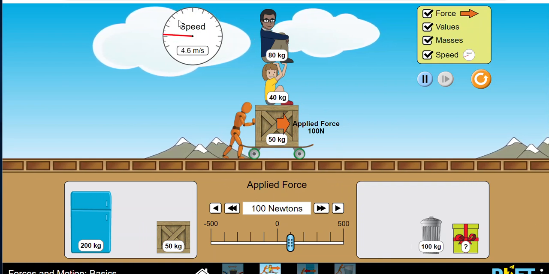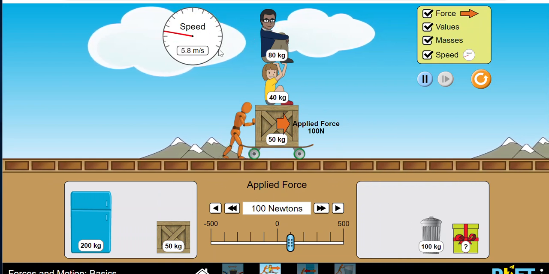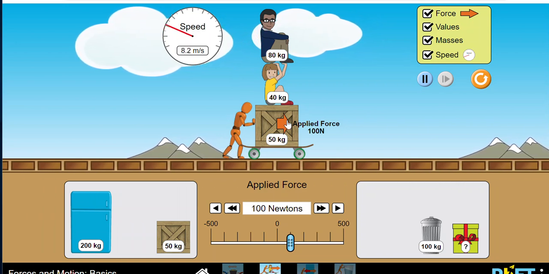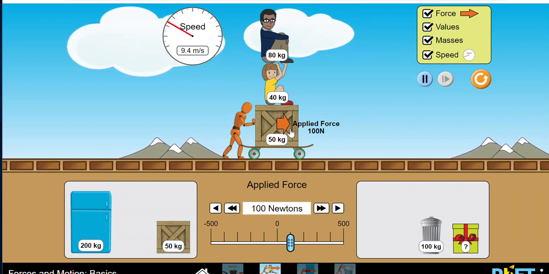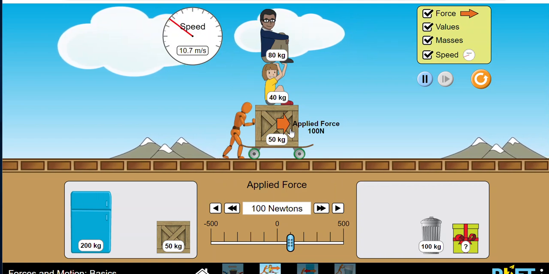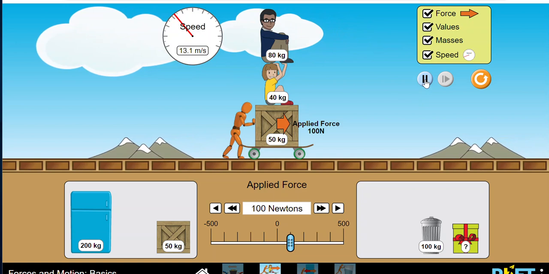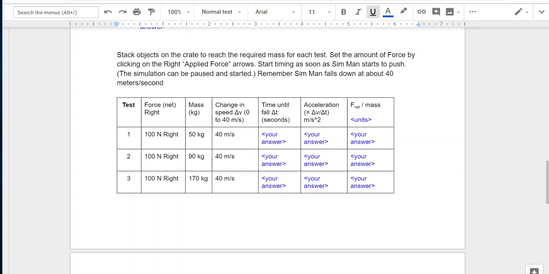How long does it take for SimMan to get to 40 meters per second? We know that at 40 meters per second is when SimMan falls down. I'll pause there for a moment. All right, let's go back to this.